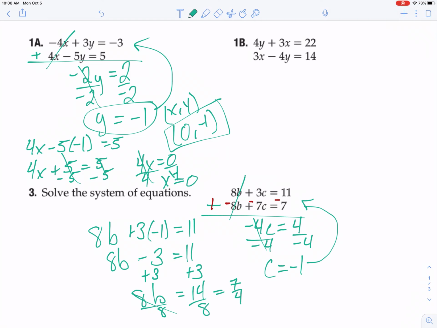Oh, hold on a second. My points are supposed to be in xy. I have a C and a B. So how do I know what to put first? As a general rule, put them in alphabetical order. So in this case, it should be BC, which means my answer is 7/4, comma, -1. Okay?